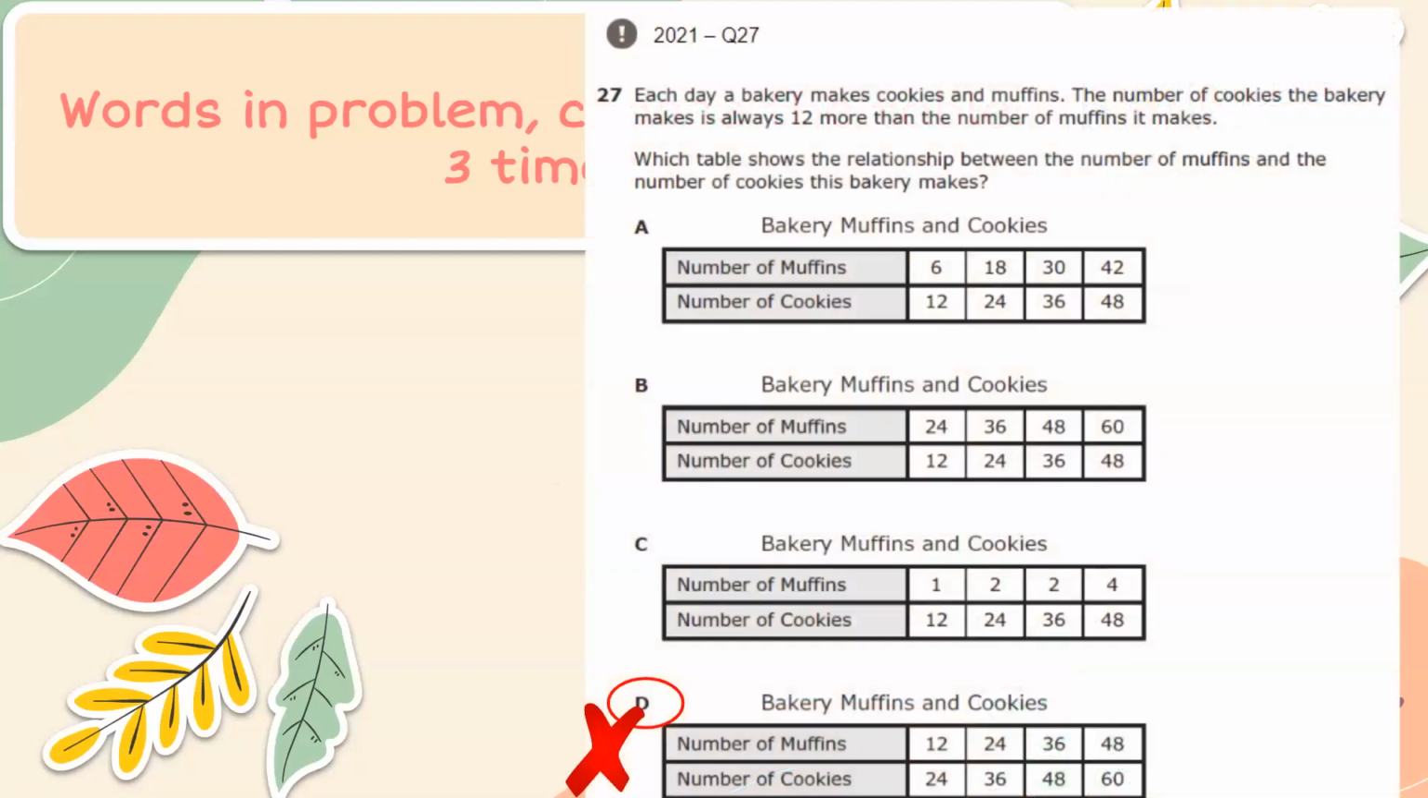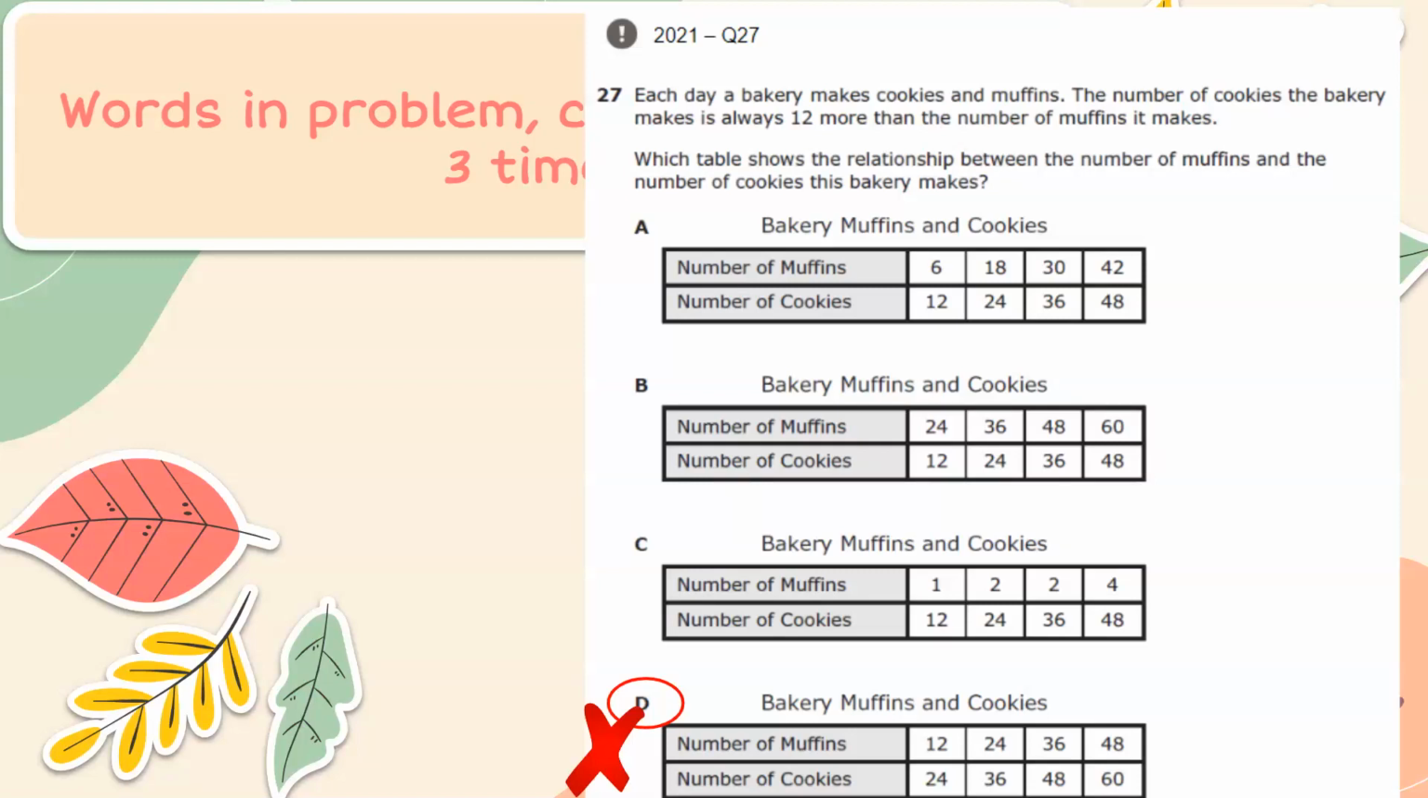So, each day a bakery makes cookies and muffins. The number of cookies the bakery makes is always 12 more than the number of muffins it makes. Which table shows the relationship between the number of muffins and the number of cookies this bakery makes? Now that's a lot of reading for our 3rd graders, but what we really need to hone in on here is reading to make sense.